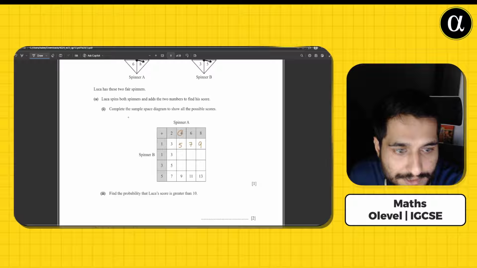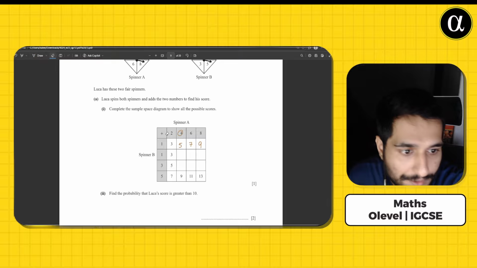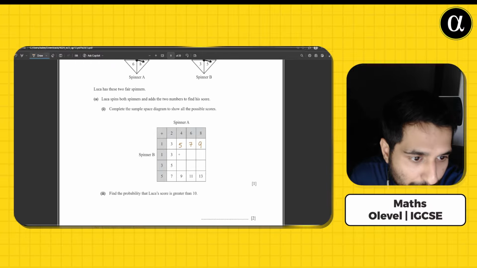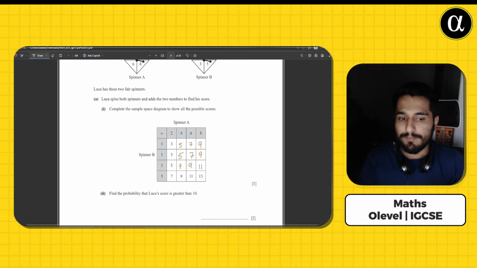When we solve this further, 4 and 1 added together gives us 5, 6 and 1 gives us 7, and 8 and 1 gives us 9. Now have a look at this one. 4 and 3 added together give us 7, 6 and 3 gives us 9, and 8 and 3 gives us what? That gives us 11.